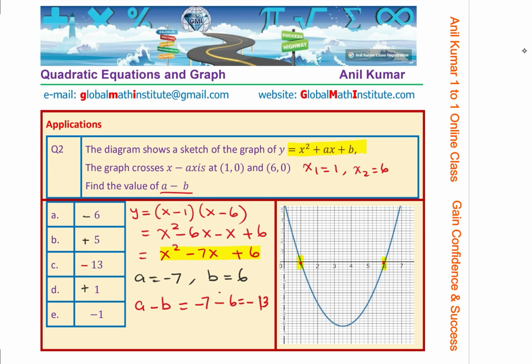So in our case, the option will be option C, which is minus 13. Perfect. So I hope you're getting the concepts.